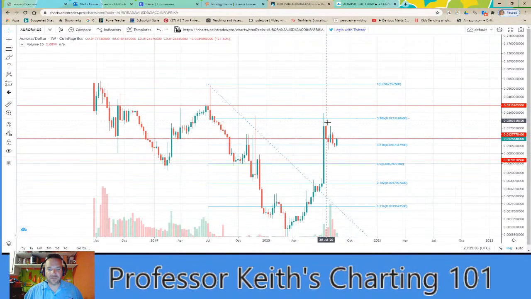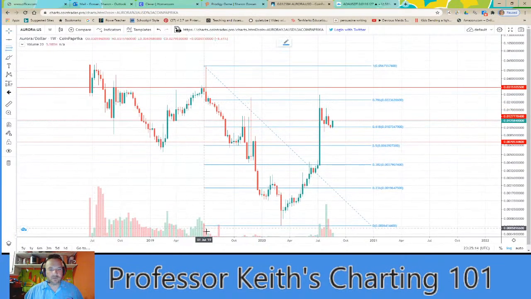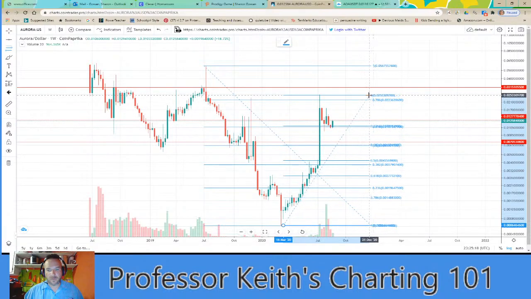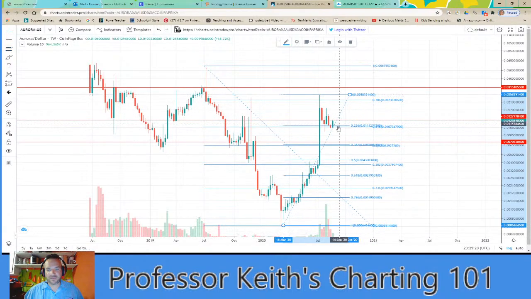It bounced off the 786. It might make a move, a cup and handle. Looks like there's a cup right here and a handle. We usually see 30% pullbacks on cup handles. A 382. Is that a 382? That's a 236. So it's not done. It's probably going to come down here. And then go. So maybe this is a 2.